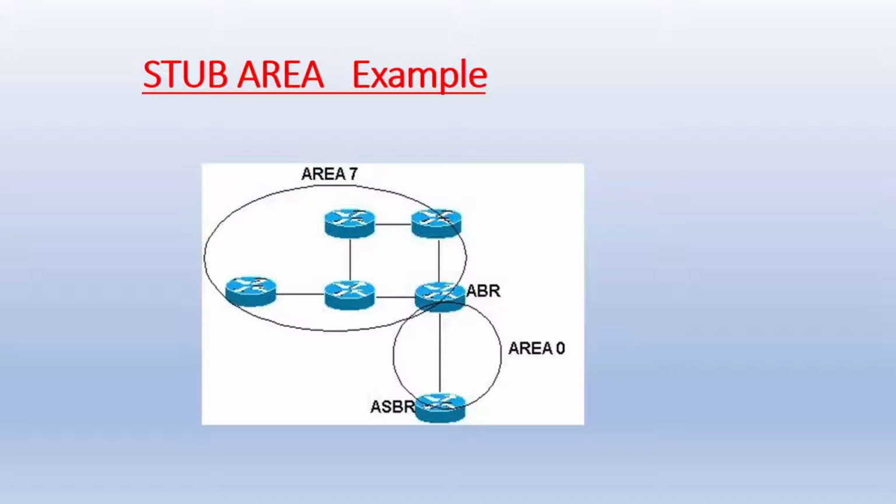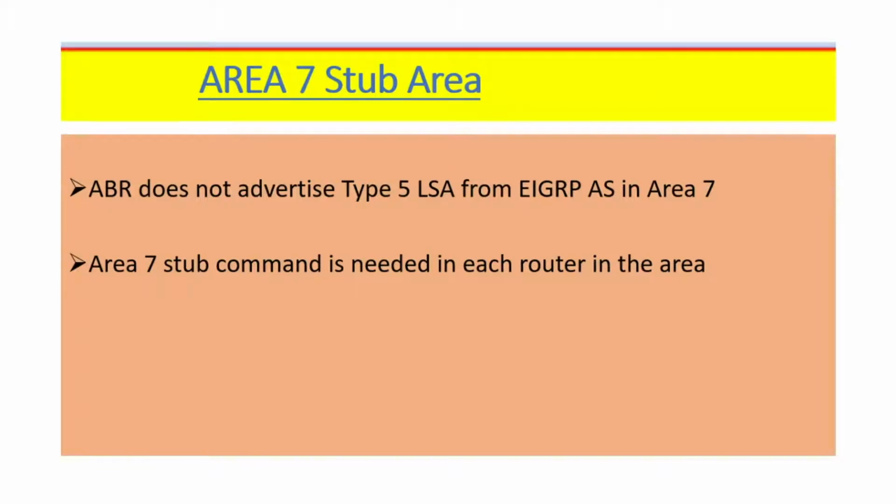And now we'll continue with our topic. Now in the area 7 stub area, I've already discussed with you that the ABR does not advertise the Type 5 LSA from EIGRP in area 7 because it's configured as a stub area. Now the area 7 stub command is needed in each router in the area to configure it. So that is the theory part.